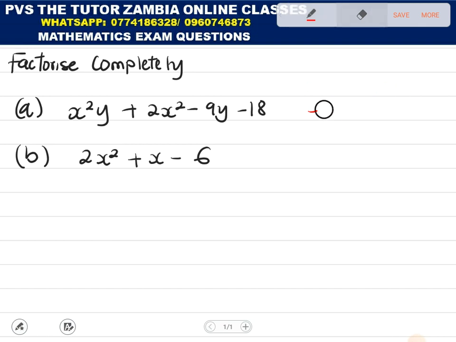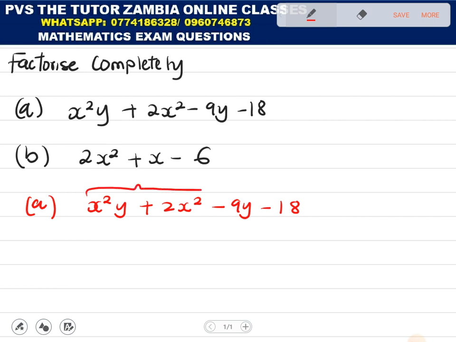So in our first question, to factorize x squared y plus 2x squared minus 9y minus 18, we can see that this part has got something in common. Even this part has got something in common. What common thing can we see here? I can see x squared. I can also see x squared. That means we can take out x squared.